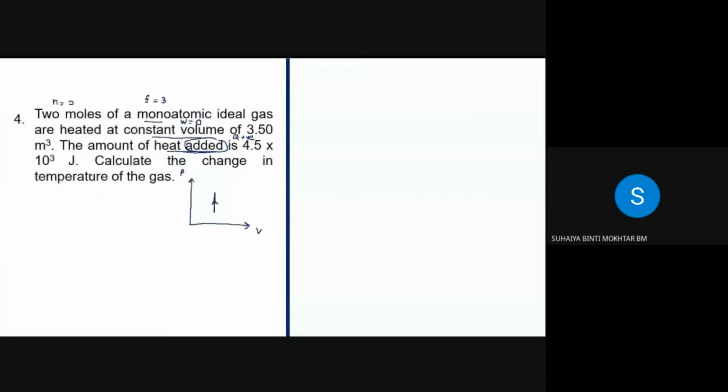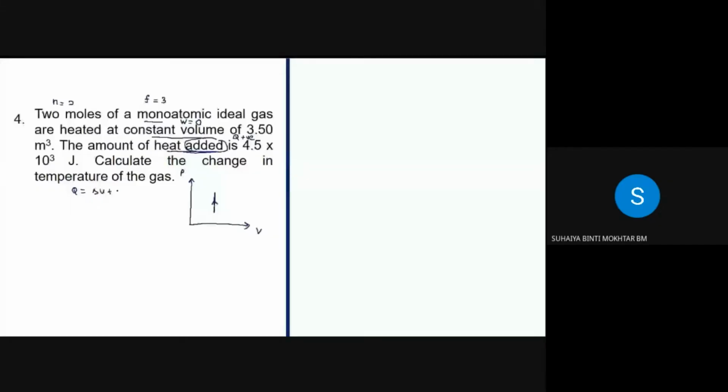Okay, because our equation earlier was Q equals to delta U plus W, right? W is 0. Okay, Q equals to delta U. Q is positive, right? Q positive means that delta U is a positive value. So, positive value means that temperature increases. So, temperature increase must be up. Okay, the temperature on top is greater than the temperature below. Okay, so our arrow is up.